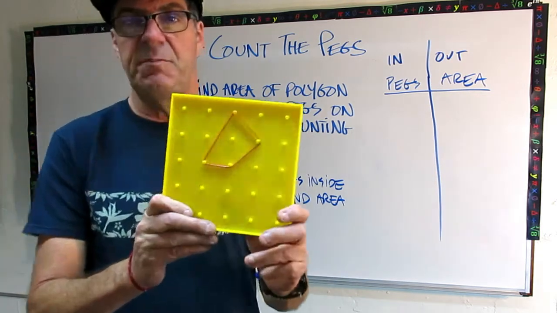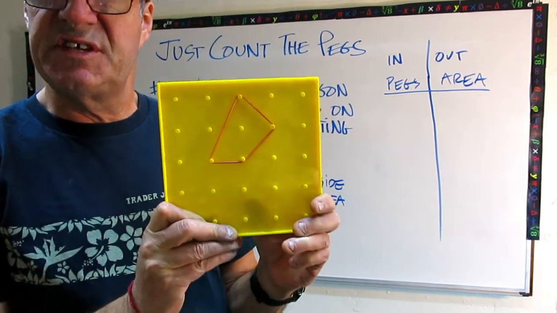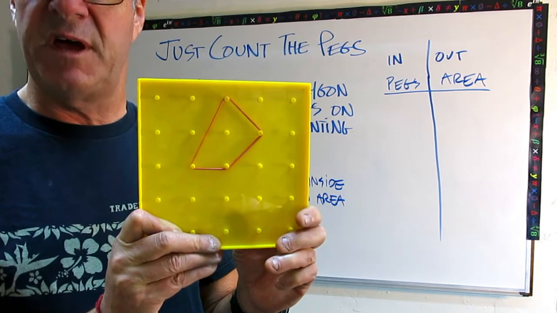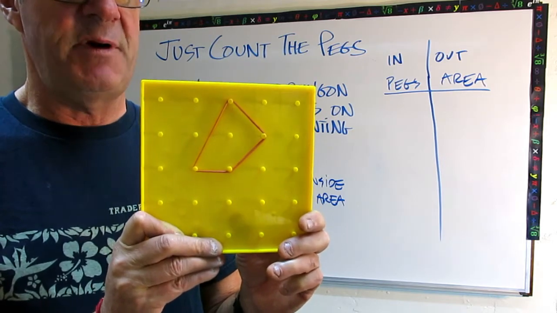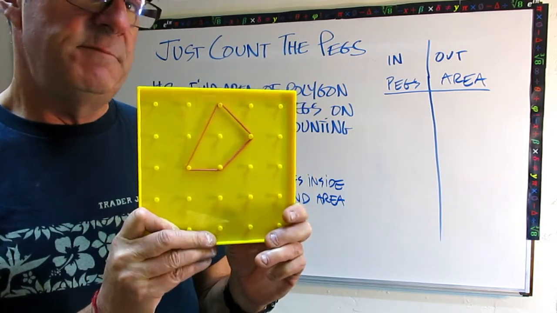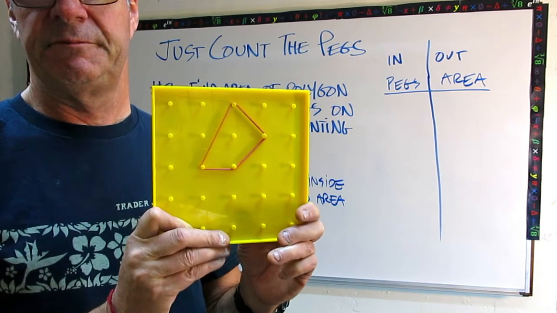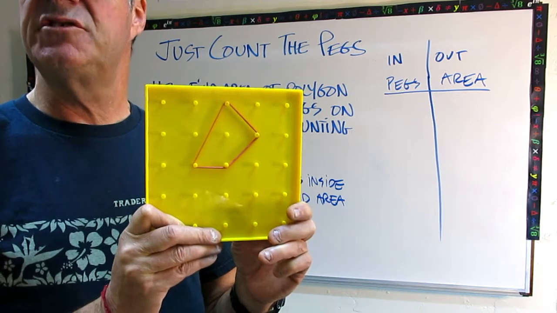So here is perhaps the most simple diagram that fits the rules. It's got 4 outside pegs and 1 inside peg. And if you take a look at that, maybe pause the video, tell me what the area is. Okay, the area of this one is just 2.